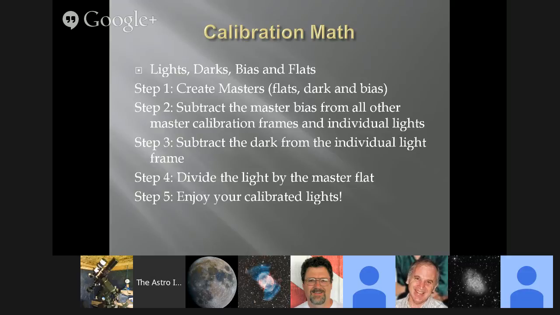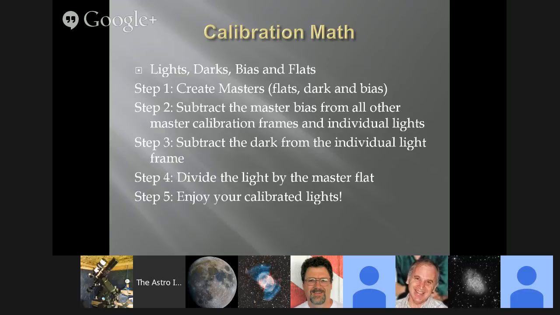At this point, you're going to subtract the dark from the individual light frame. The dark pretty much holds the dark current. So think about what you've just done. You remove the bias from it. So you remove the pattern. You've removed the dark. You removed the read noise from it. The dark is going to remove the dark current from it. And those are basically your two sources of noise.